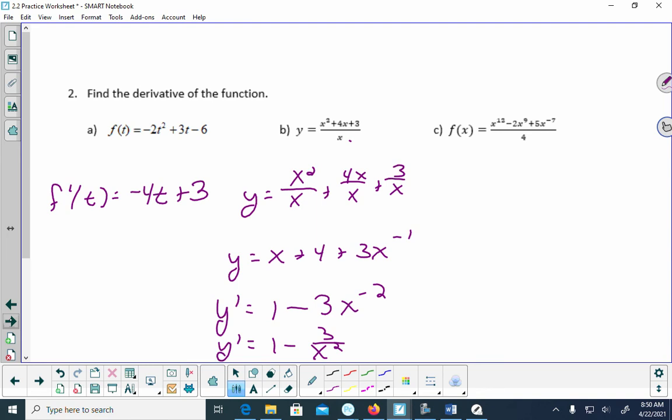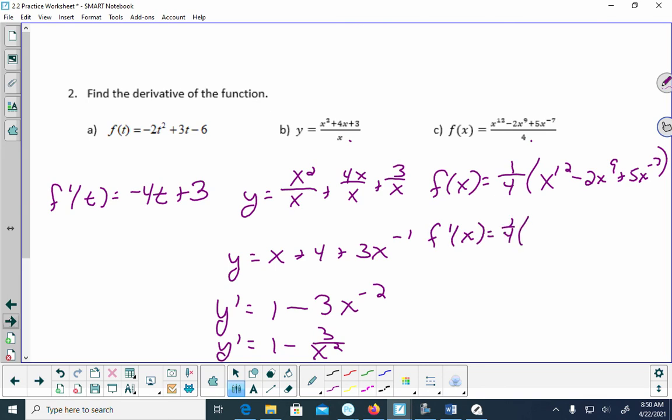C is different than B because for C, I'm dividing by a constant. So to do that, I am just going to think of 1/4 outside of this entire parenthesis. And then I'm going to take the derivative term by term and finally distribute that 1/4 back in. So I am going to leave that 1/4 out here. The derivative of 12x to the 12th will be 12x to the 11th minus 9 times 2 will be 18x to the 8th. And then negative 7 times 5 will be negative 35x to the negative 8th.